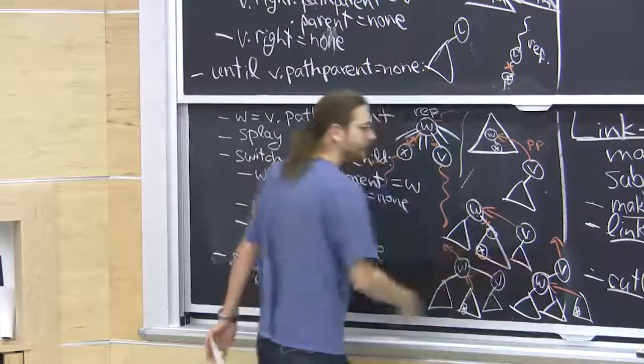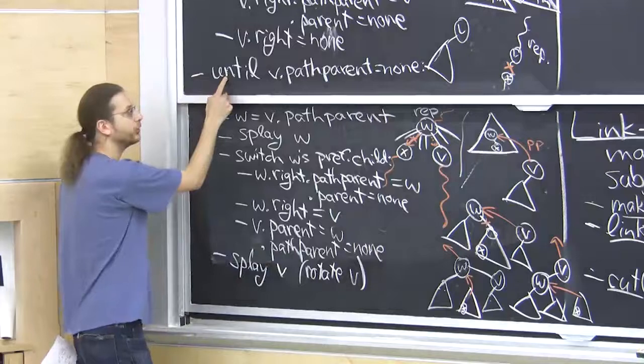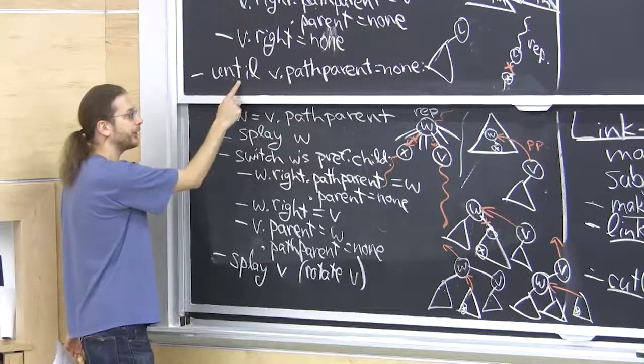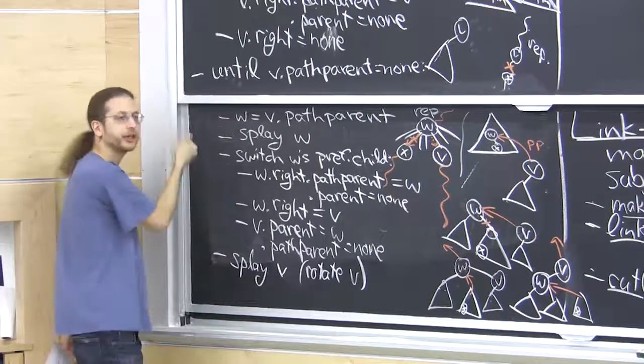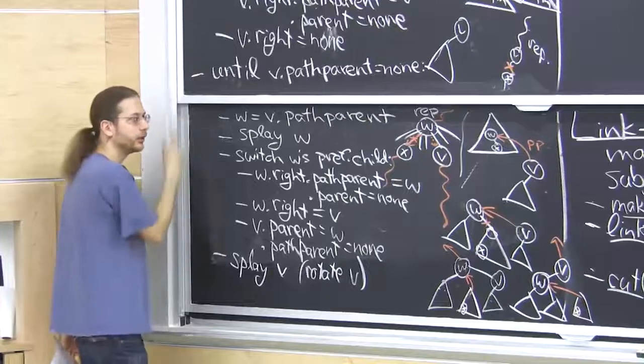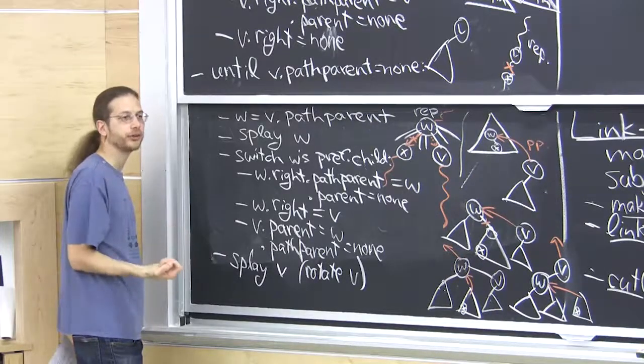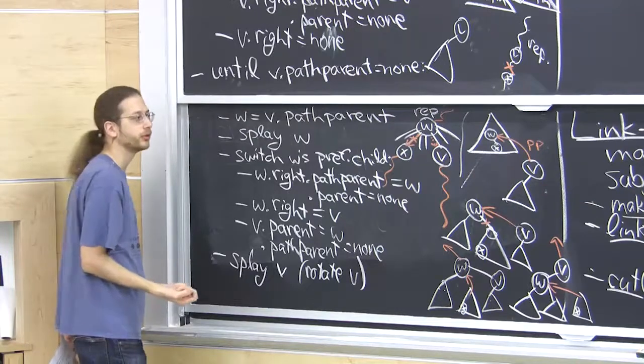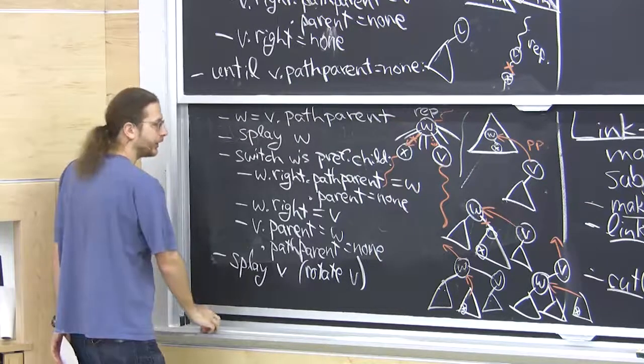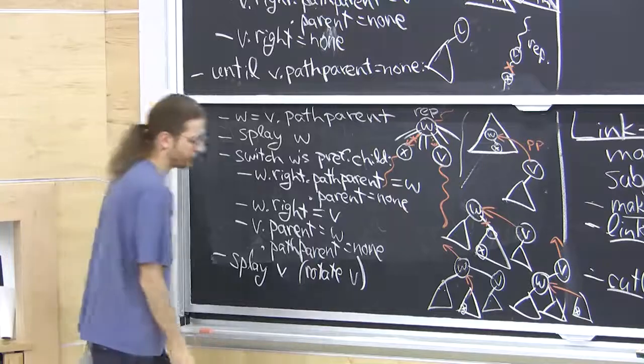So now V has some new path parent, and we do the loop. As long as there's something there, we're going to splay it, stick them together. Repeat. The number of times we repeat is equal to the number of preferred child changes. So that's how we're going to analyze the thing. How many times does a preferred child have to change in this world?